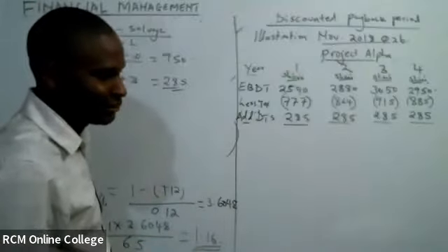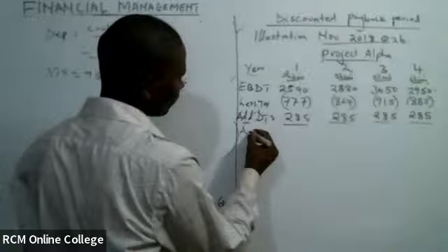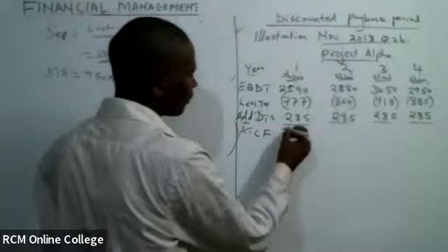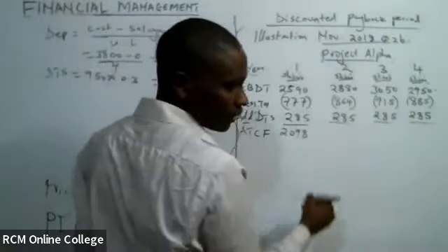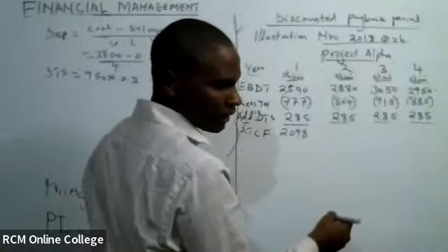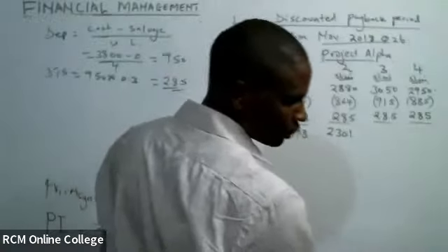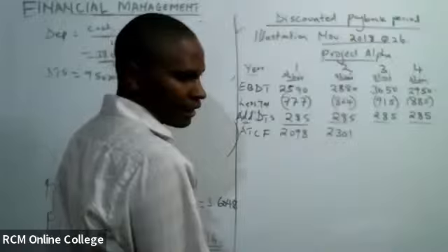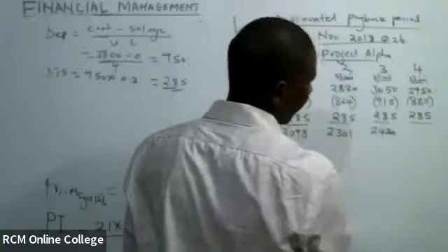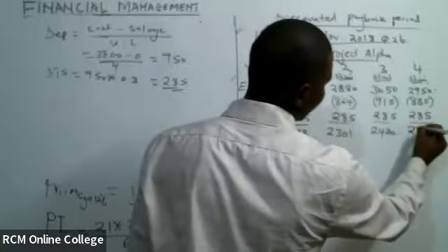Yes, that's true. So the first one, let's get our after-tax cash flow. Now let's get ours: 2098. Then the second, third, fourth, like that. 2301. The third one, 2420. And the last one, 2350.